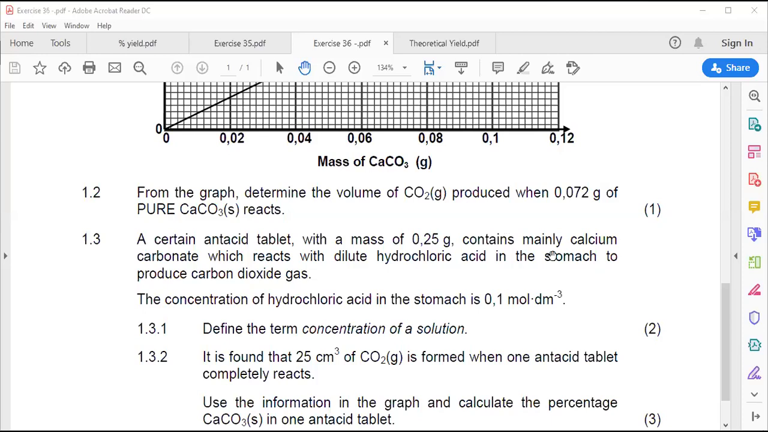So it means this anti-acid tablet is not 100% pure. By pure, it means it does not contain solely calcium carbonate. There's calcium carbonate and other things, maybe sweeteners, additives, preservatives. So when you do your calculation, you're not going to take the 0.25 grams and say that's my calcium carbonate. No, that's not the case. Then we move on to the next one.